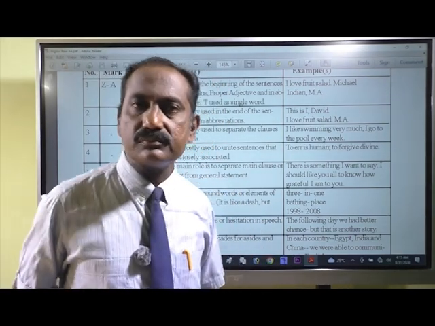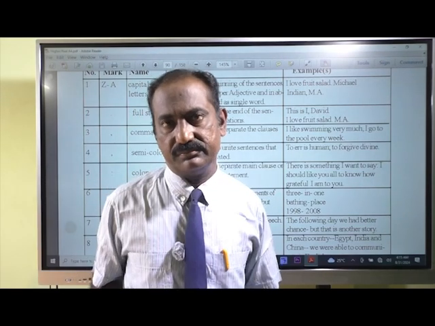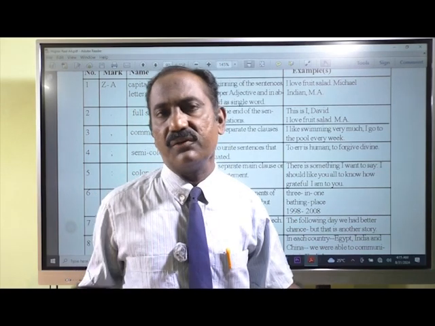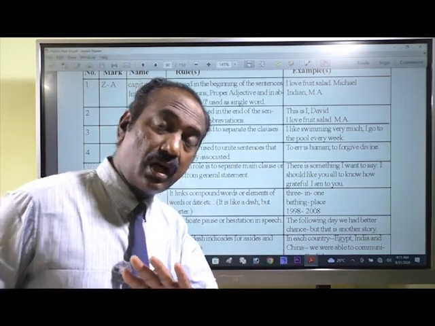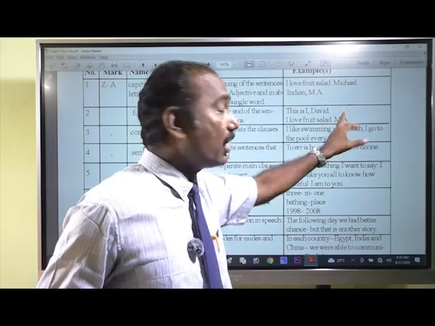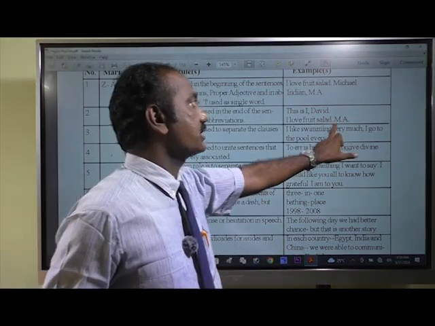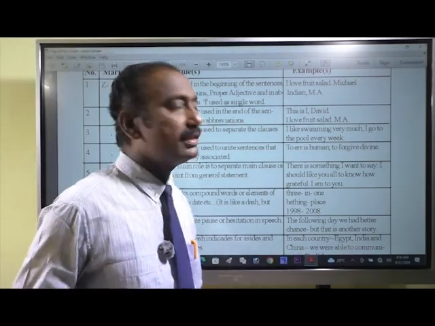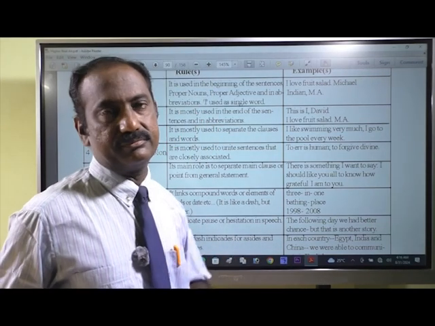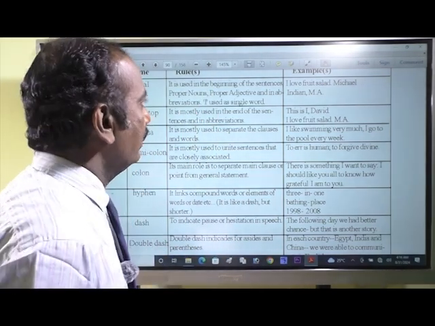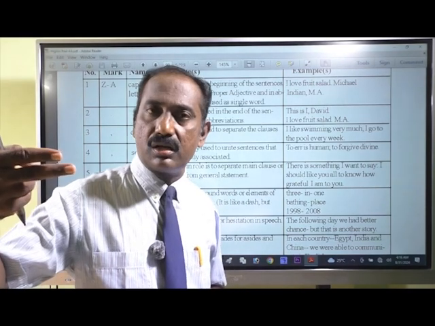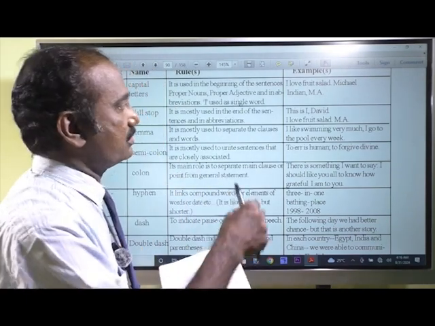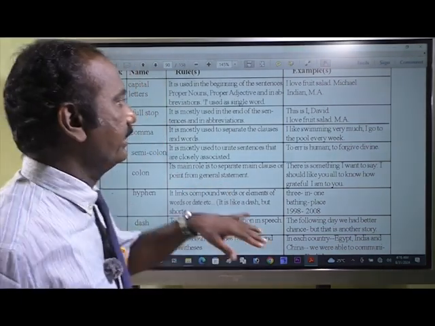Suppose PhD: if you put P capital, H small and D capital, there is no need to use full stops. You can use them or may not. But when there are some vowels and some consonants, we must use them, such as M.A., M.Sc., and M.L.A. And if you prepare any word as a short form, then also you must use a full stop at the end.